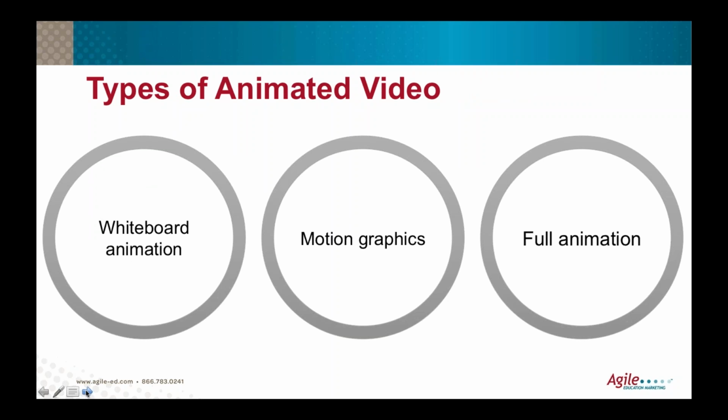Broadly speaking, you've seen whiteboard animations. Those are the ones where you see the hand speeded up as it's drawing. Motion graphics are basically things that move around the screen, like typography or very simple graphics. And then full animation is just the kind of thing that we've been showing you.